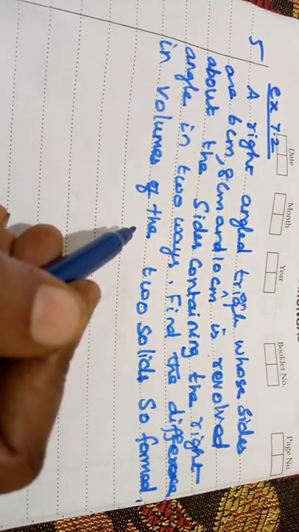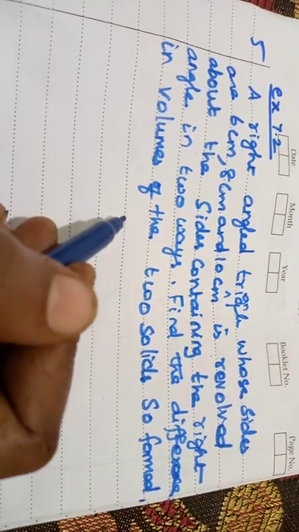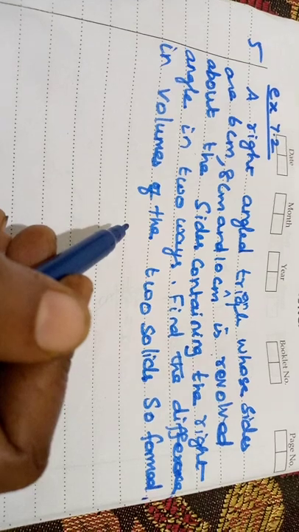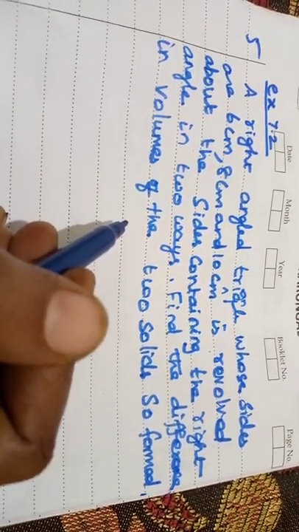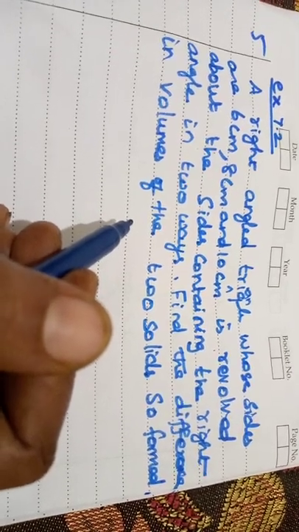When we rotate the right triangle, we get the cone. What is the volume of the cone? Next we have to take another side and rotate. We get another cone, and we have to find the volume of that cone. Then the difference in both the volumes. Did you understand the question?